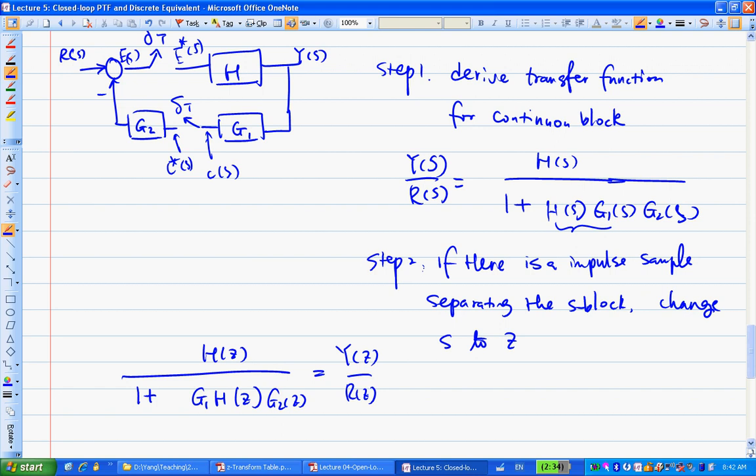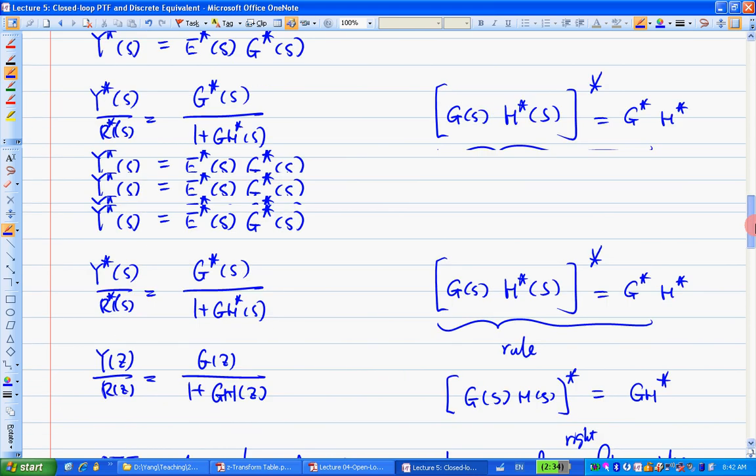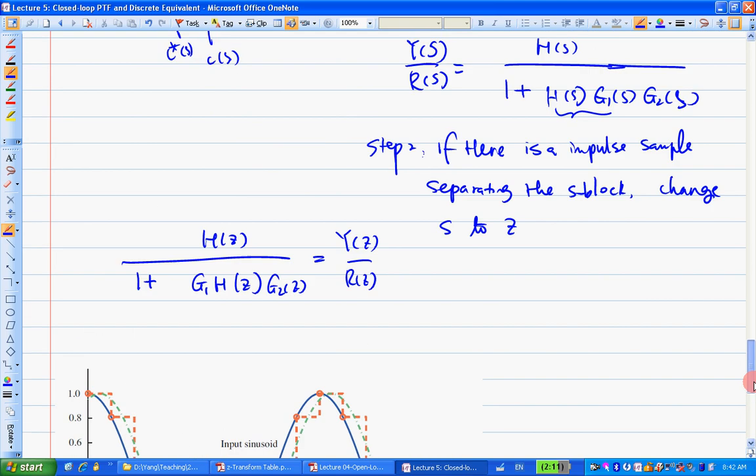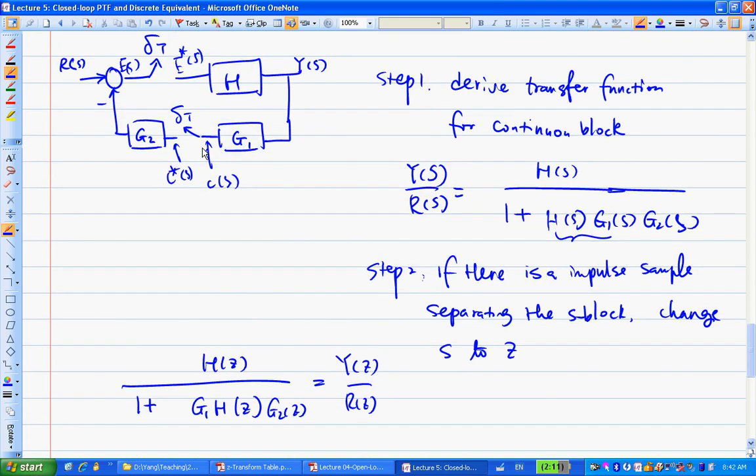So this is a shortcut, but this shortcut is based on the correct closed loop transfer function, and also the appropriate observation of the locations of the impulse samplers. If you want to go through the regular process, the steps like what I showed here, that's fine too, and you should end up with the same results. Actually, what I would encourage you to do is to verify these results by going through the regular process and see if you can end up with the same thing.